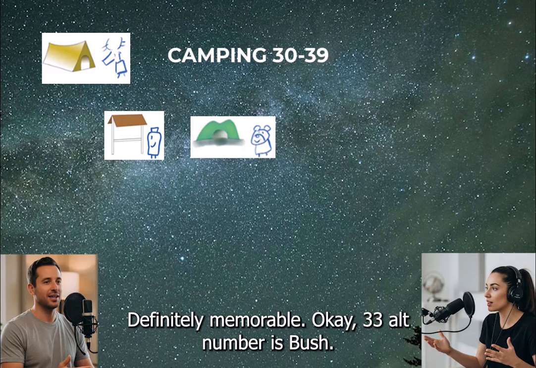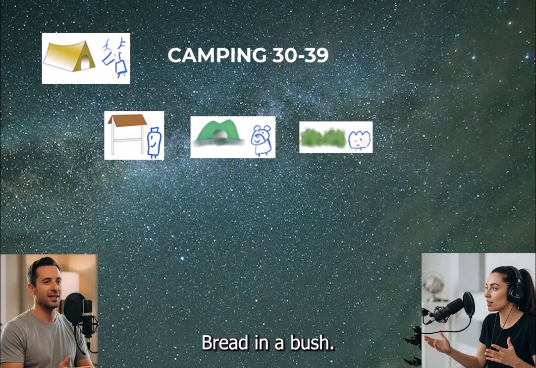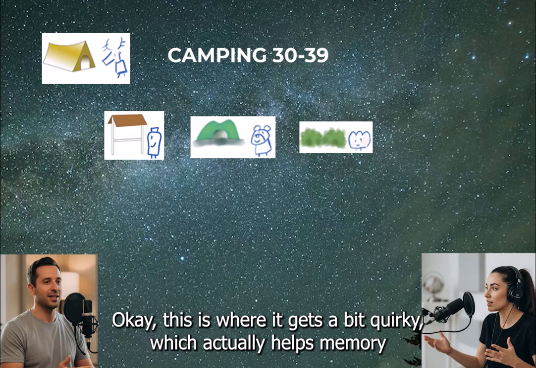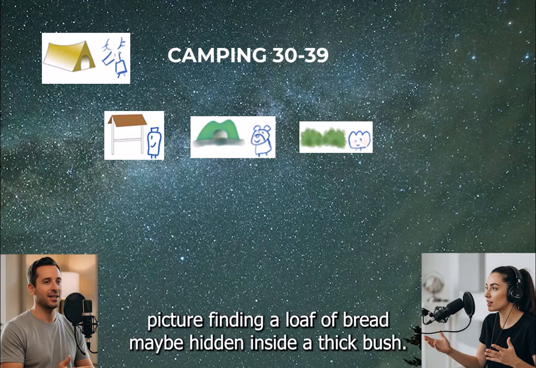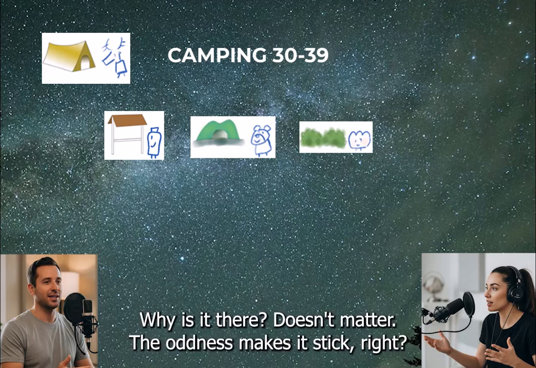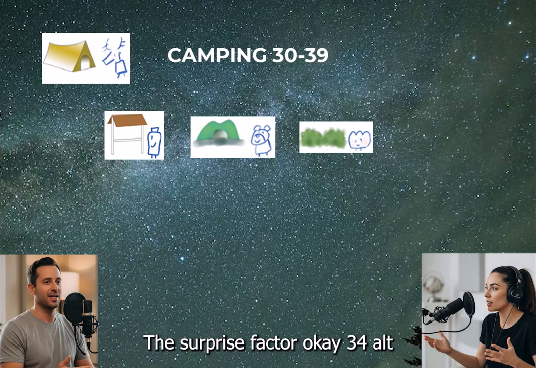Okay, 33. Alt number is bush. Basic number is bread. Bread in a bush. Okay, this is where it gets a bit quirky, which actually helps memory. Picture finding a loaf of bread, maybe hidden inside a thick bush. Why is it there? Doesn't matter. The oddness makes it stick. Right, the surprise factor.